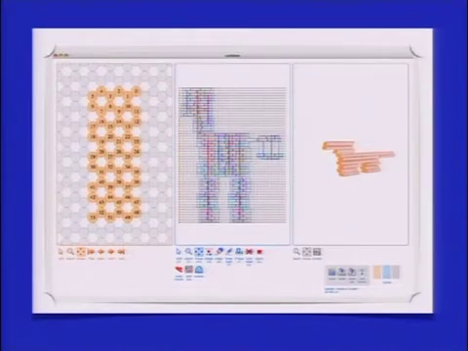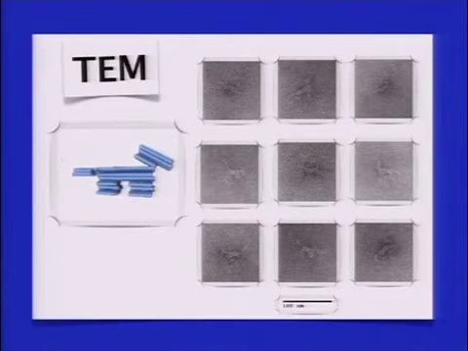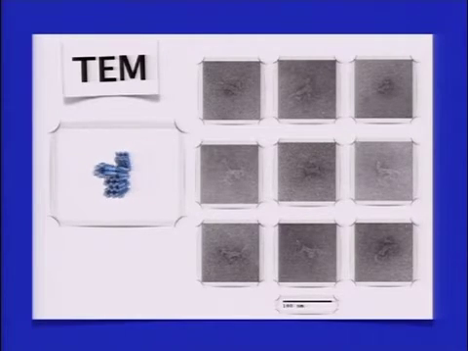So she used the software in just one afternoon. She was able to design this structure here. We ordered the strands. They came in a few days. Heat everything up together, cool it down, after a week, look at it using transmission electron microscopy, and this is what you see. So they look like little cave paintings.